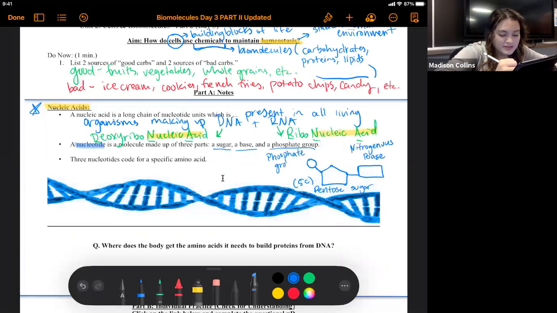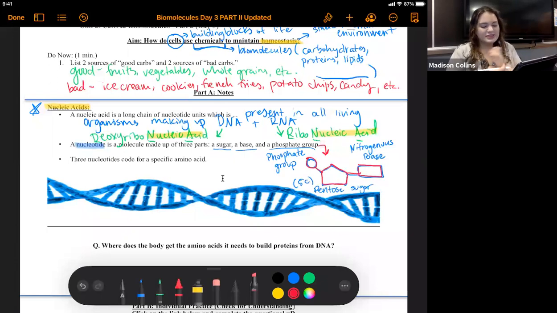And of course, when we say phosphate group, that just means it has a phosphate in it. Okay, so this is your nucleotide unit: a pentose sugar, a nitrogenous base, and a phosphate group. Those are the 3 units you have to have in a nucleotide.